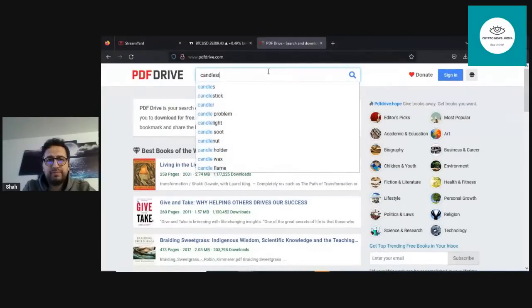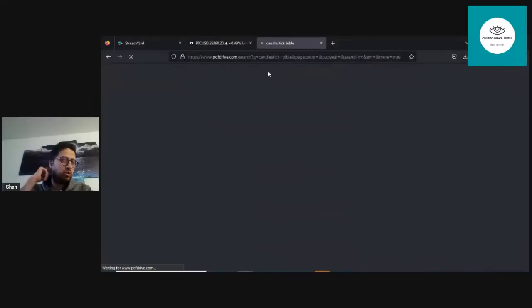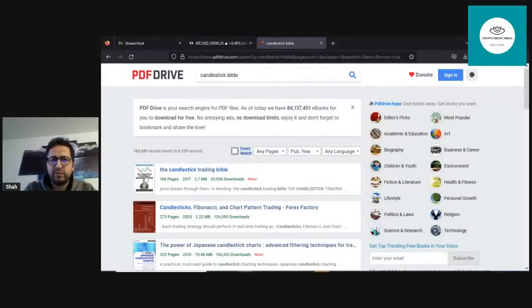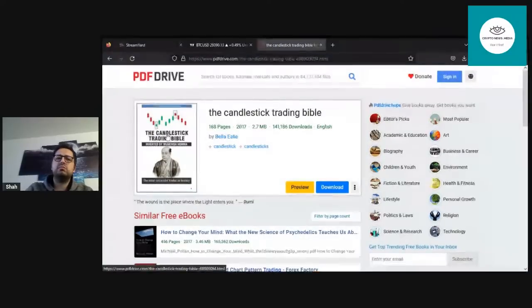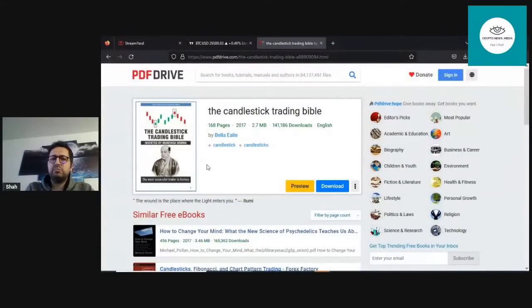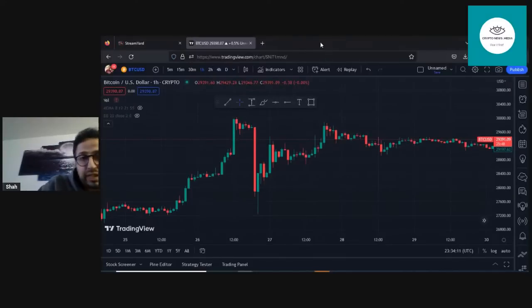Candlestick Bible. I never looked up this book anywhere. I mean, it's thrown around on the internet. It's available for free everywhere. Even if you Google it, you can find it. You download this book. It's a very basic book. Read this book. It's really good. You will understand a lot of things about the candles, and you need to know the candlesticks. This is something that you cannot avoid. If you're going to do trading, you need to understand what candles mean and what each of these candles represent.